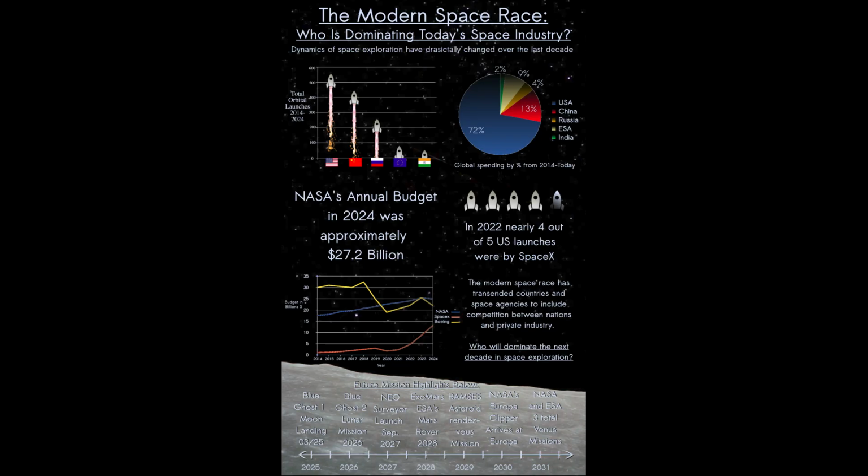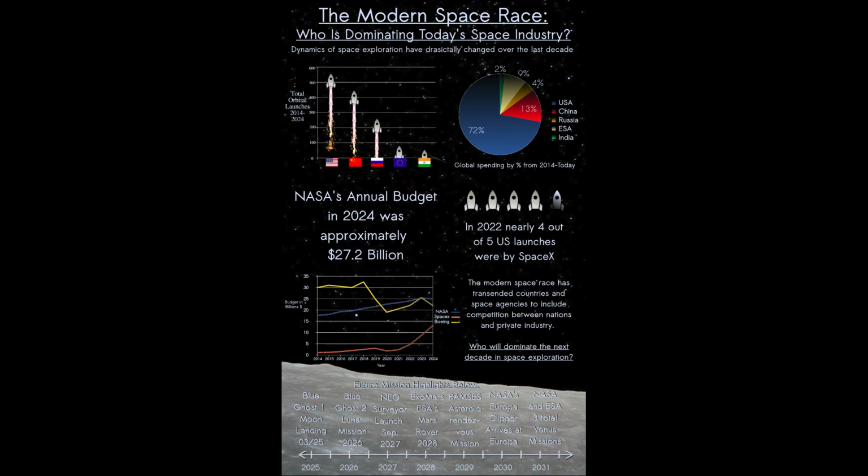The layout follows a logical progression. It starts with who's launched the most rockets, then moves on to who's spent the most. Then it shows the rise of private industry, and finally ends with a look at future missions.